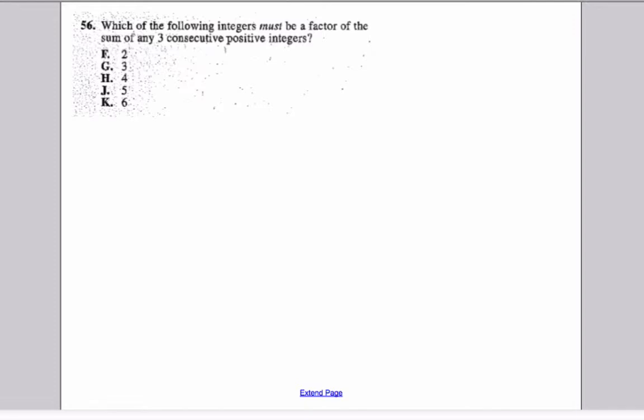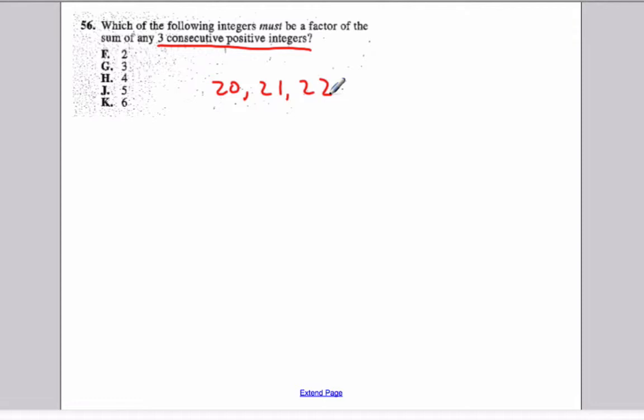The third problem we'll go through under the pre-algebra category would be considered a more difficult problem. Which of the following integers must be a factor of the sum of any 3 consecutive positive integers? In this scenario, you need to know some definitions. First of all, 3 consecutive positive integers. Consecutive means one follows the other. For example, 20, 21, 22. 3 consecutive whole numbers, meaning no decimals.